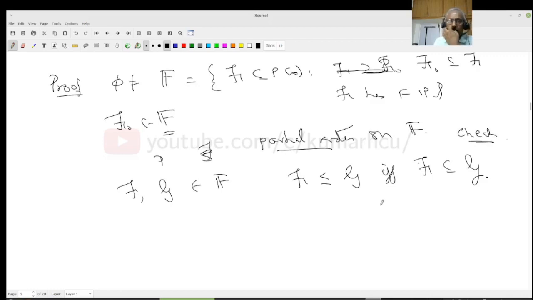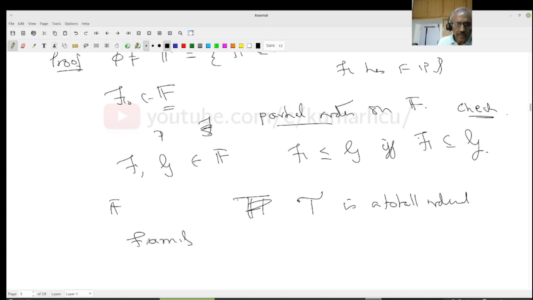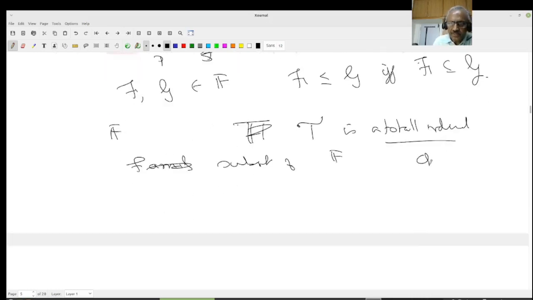Right. Now what do I want to do? I want to apply Zorn's lemma to this because I want to find a maximal element. So how do I do that? For that I have to make sure script F has some property. Let tau be a totally ordered subset of this. This is what Munkres calls a chain.